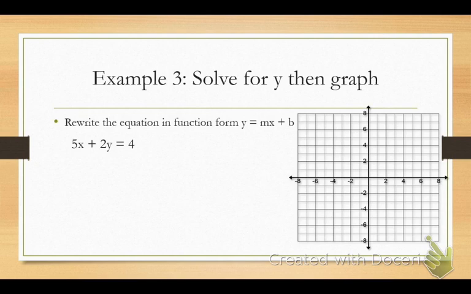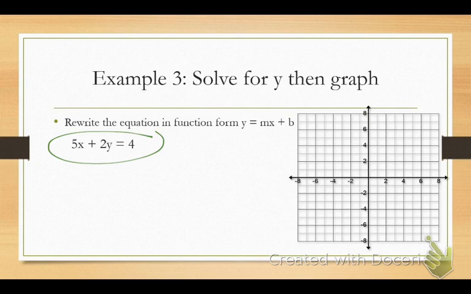So we're going to practice one more. I need you to write this equation in function form. We've just done 2 together. Remember what I said. You cannot graph an equation unless it's in function form. This equation is not ready to graph. Please go ahead and write it in function form.